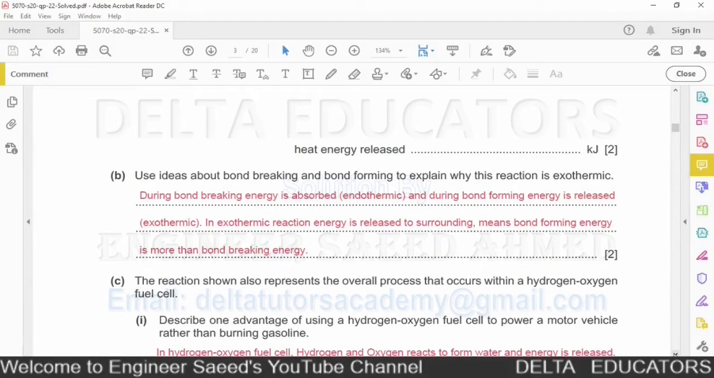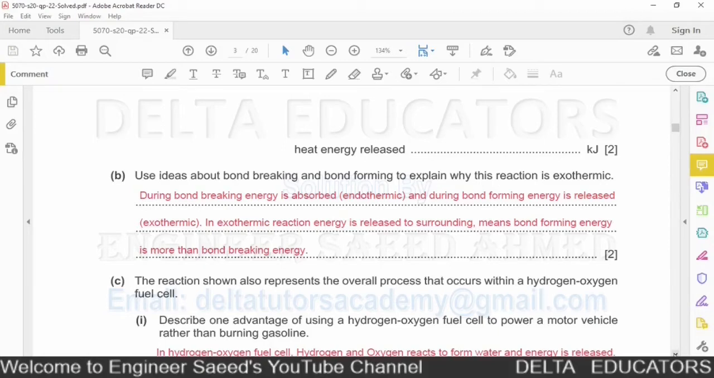Part B. Use ideas about bond breaking and bond forming to explain why this reaction is exothermic. Exothermic means the reaction in which energy is released to the surroundings. Now second thing, bond breaking is an endothermic process because in bond breaking energy is absorbed, whereas bond forming is an exothermic process, meaning during bond forming energy is released, and if bond forming energy is more than bond breaking energy, then it is called an exothermic reaction.